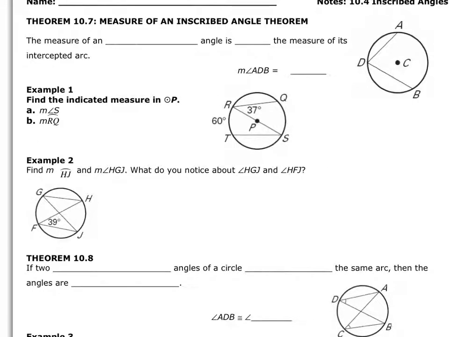All right, next is 10.4. We're going to talk about inscribed angles. I did say previously that it is very important to know where the vertex of the angle is in reference to the circle. So today, what are inscribed angles? These are all going to be angles with the vertex on the circle.